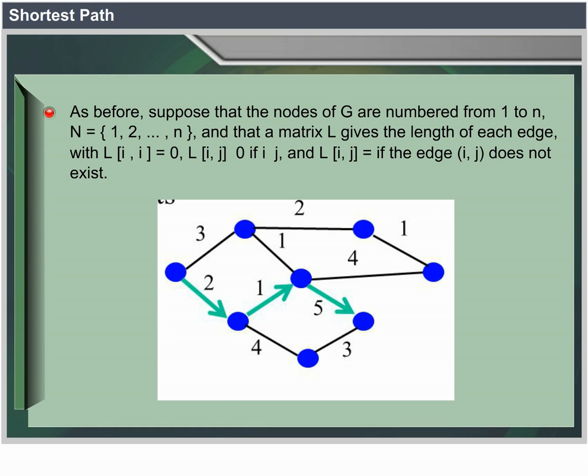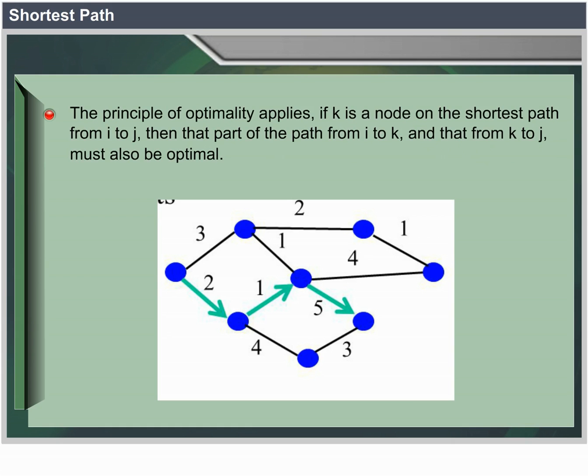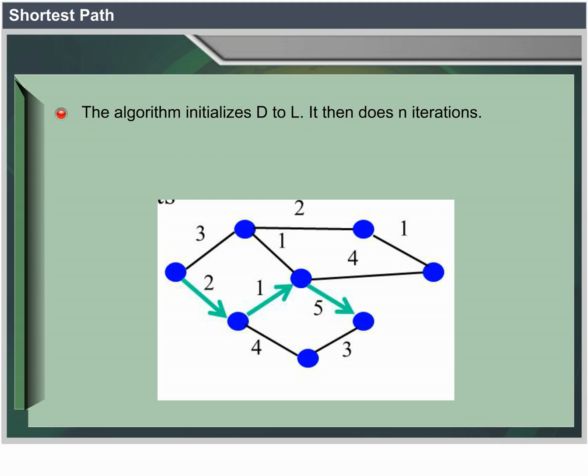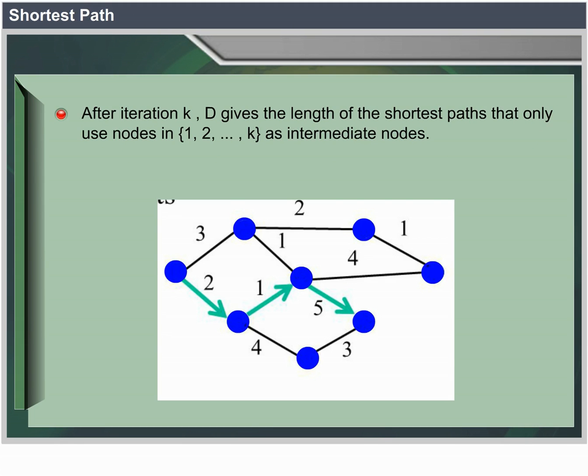The principle of optimality applies. If k is a node on the shortest path from i to j, then that part of the path from i to k and that from k to j must also be optimal. Construct a matrix D that gives the length of the shortest path between each pair of nodes. The algorithm initializes D to L. It then does n iterations. After iteration k, D gives the length of the shortest paths that only use nodes in 1 up to k as intermediate nodes. After n iterations, we therefore obtain the result we want.